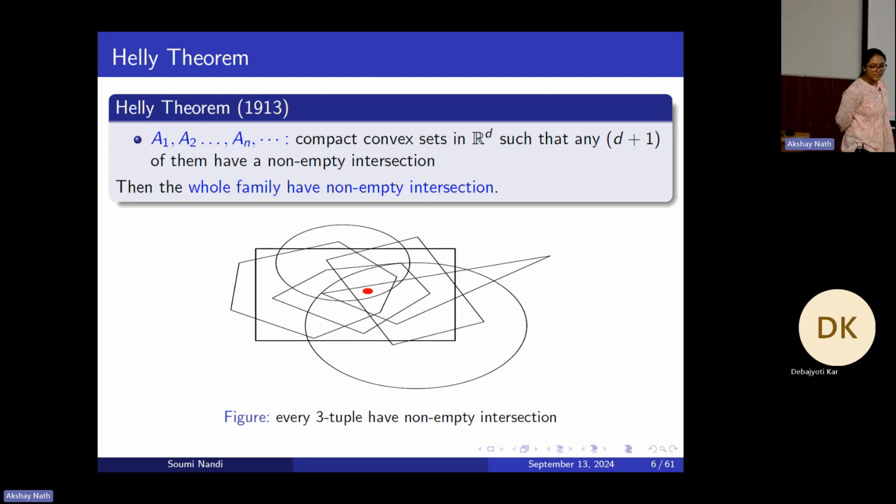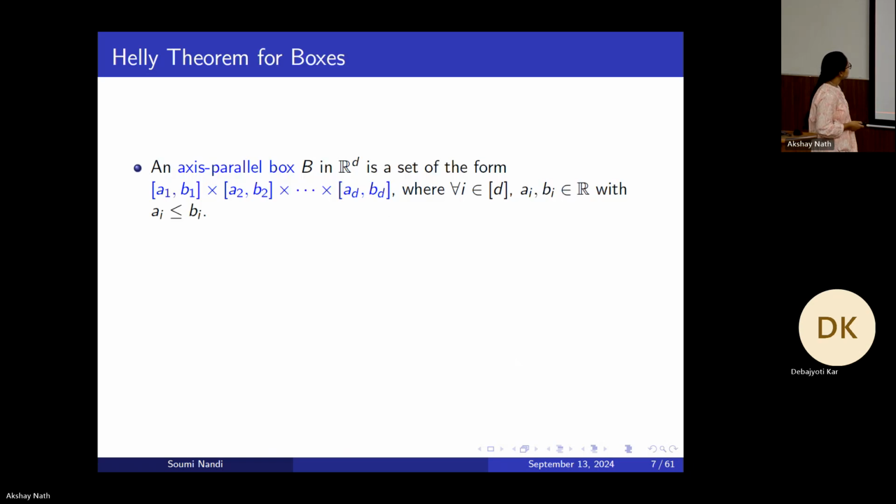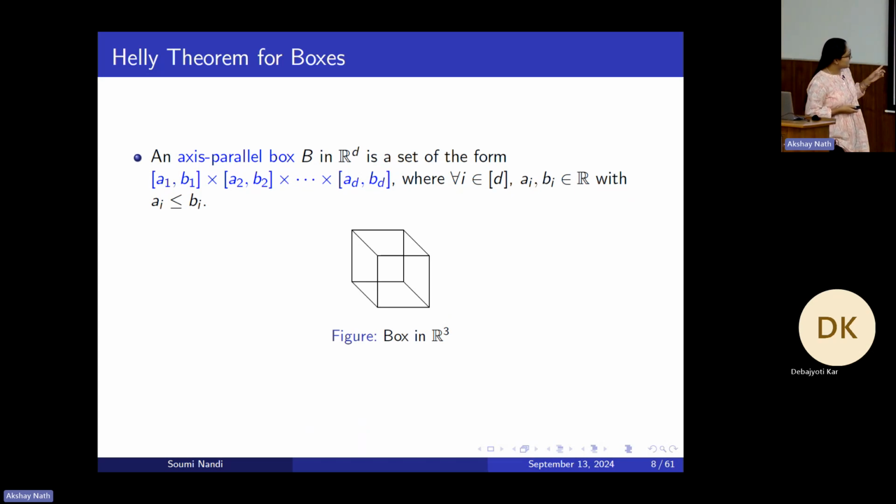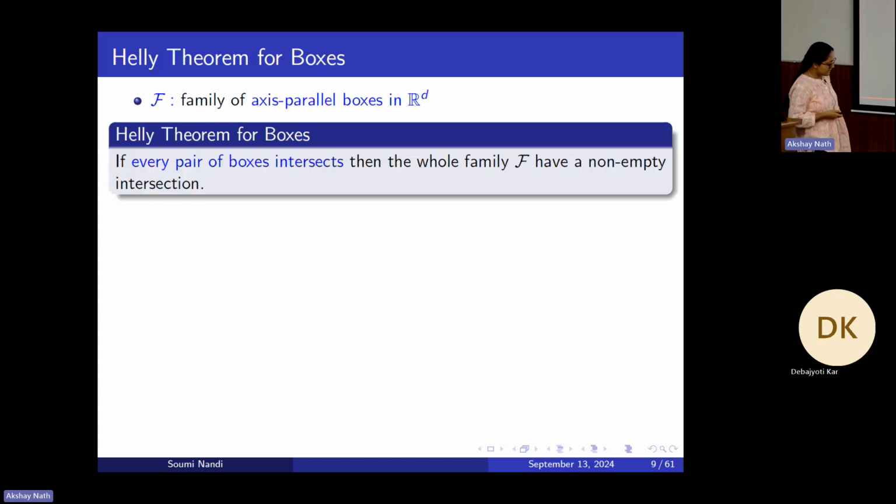So in general, in d dimensions, Helly's theorem says that if we are given a family of compact convex sets, then checking every (d+1)-tuple is sufficient. Additionally, if the family is finite, then we can drop the compactness condition. Checking Helly's theorem for some special class of convex sets, say axis parallel boxes or disks, is common practice, and axis parallel boxes are a very suitable choice. What is an axis parallel box in d dimensions? This is nothing but the Cartesian product of d closed intervals. In R2, it looks like this. In R3, this is an axis parallel box. And Helly's theorem says that if we are restricted to this family of axis parallel boxes, then whatever the dimension, checking every pair is sufficient.